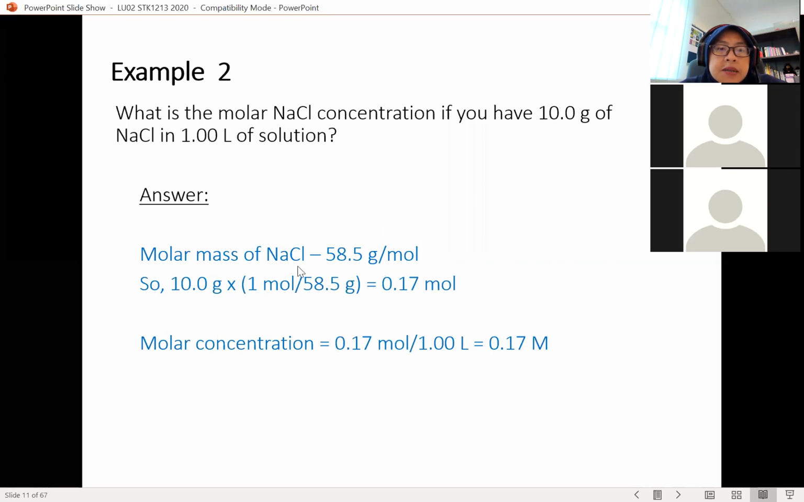So from the formula mass, you can get the mole. The formula mass is 58.5 gram per mole. So you multiply with 10 gram, you cancel gram and you are left with mole. It's 0.17 mole. So you can substitute 0.17 mole into the equation for molarity. Then you get 0.17 molar. Okay.